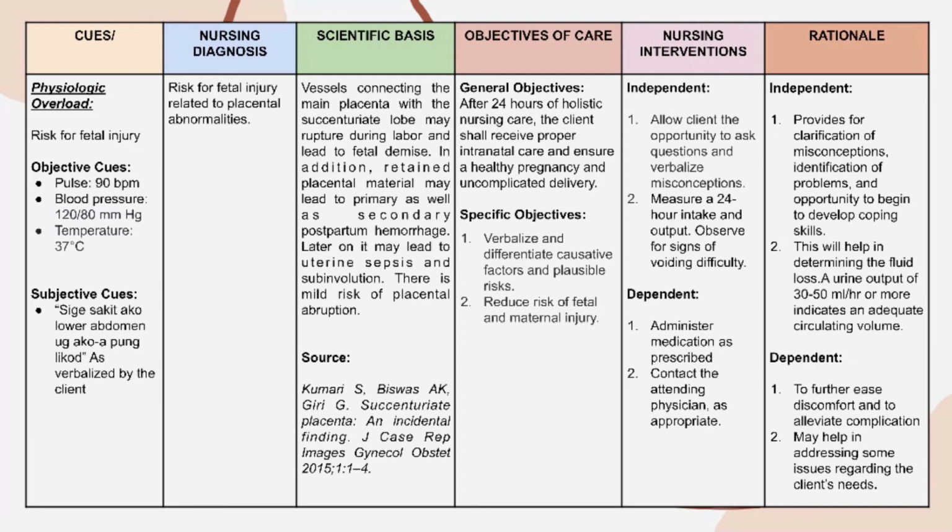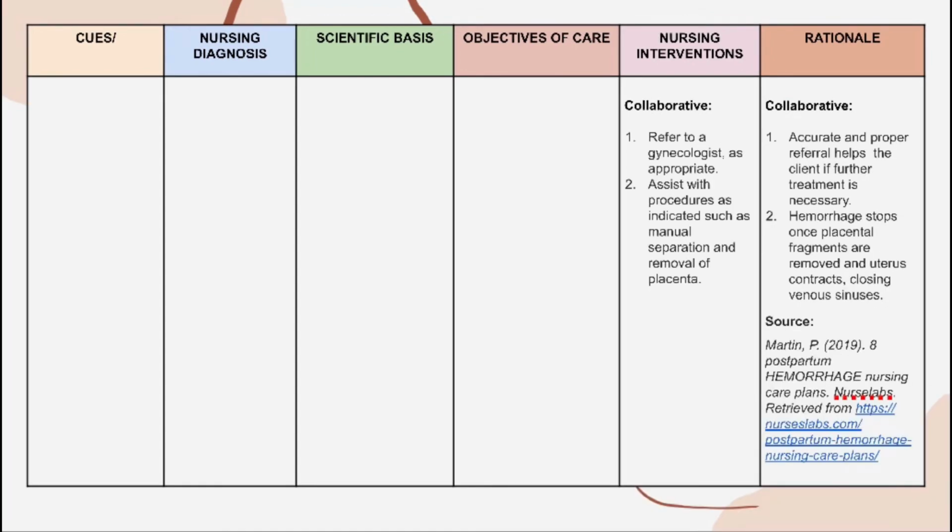Next, for the dependent, to further ease discomfort and to alleviate complication. Also, it may help in addressing some issues regarding the client's needs. As for the collaborative, accurate and proper referral helps the client if further treatment is necessary. Second, hemorrhage stops once placental fragments are removed and uterus contracts, closing venous sinuses.